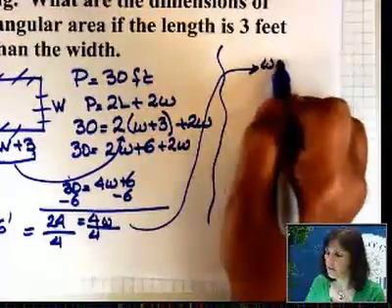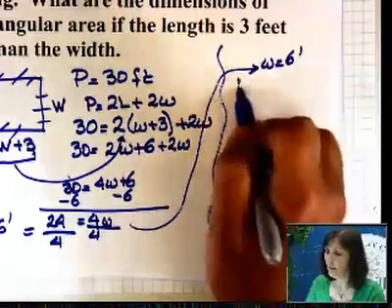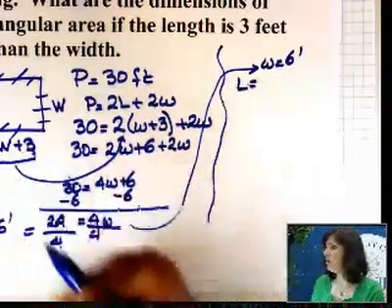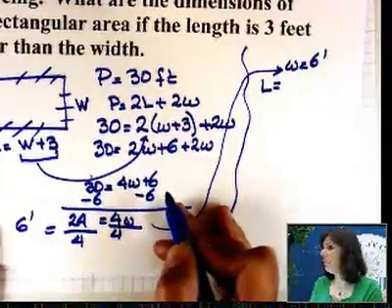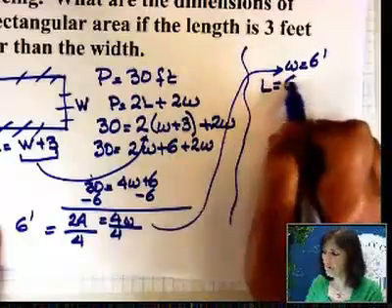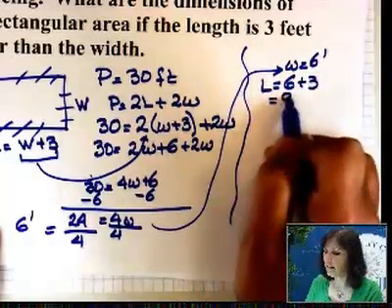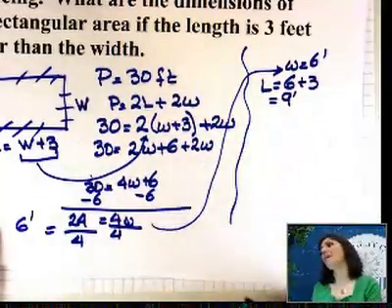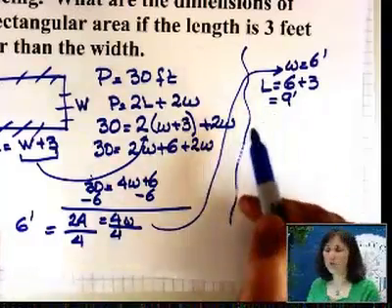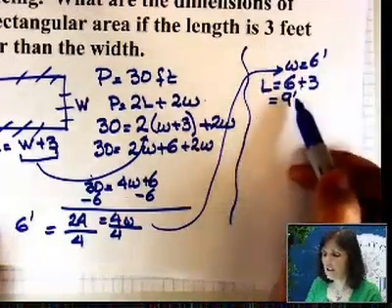So my width is 6 feet. What's my length then? My length was 3 more than that. Here we go, so add 3. My length is 9. Does that make sense, and does it answer the question? So I have 6 and 9.